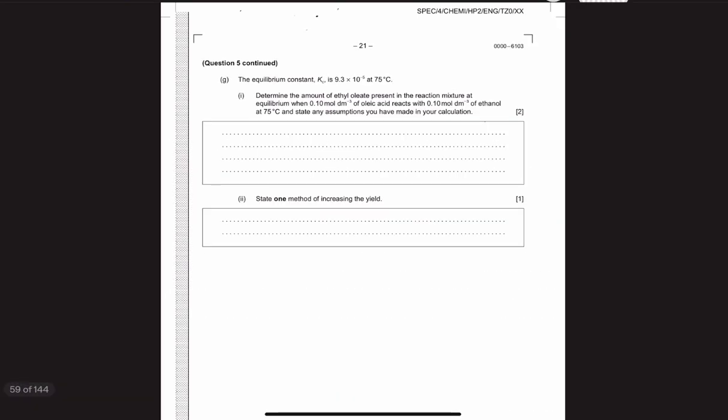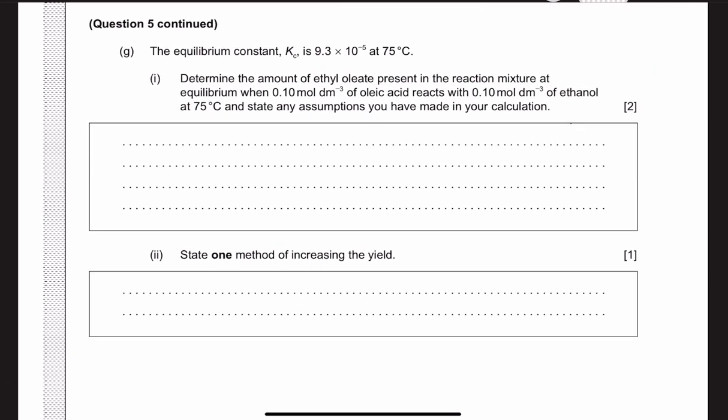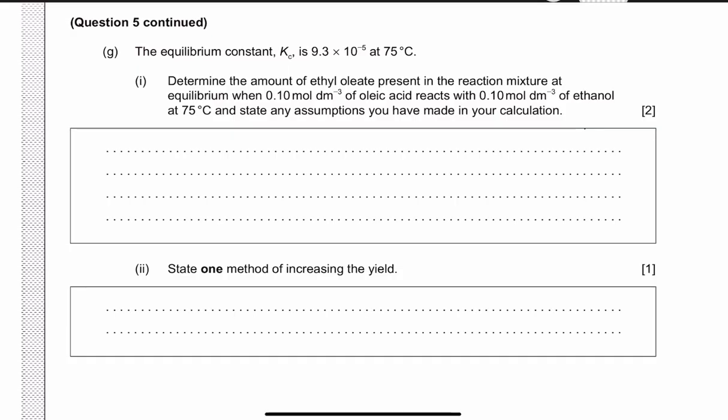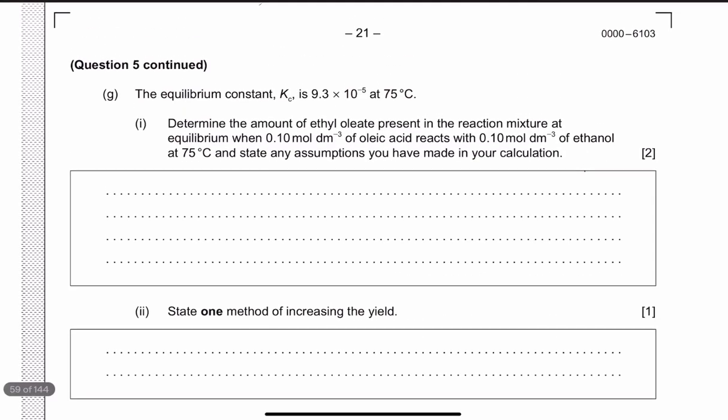The equilibrium constant Kc is 9.3 times 10 to the minus 5 at 75 degrees C. Determine the amount of ester present in the reaction mixture at equilibrium when 0.1 mol dm^-3 of oleic acid reacts with 0.1 mol dm^-3 of ethanol at 75 degrees C, and state any assumptions you have made in your calculation. It's a long question, but it's very simple. It just seems intimidating because of the way they phrase it. I thought they would give you more than 2 marks for this, but you get what you get. So how do you solve this?